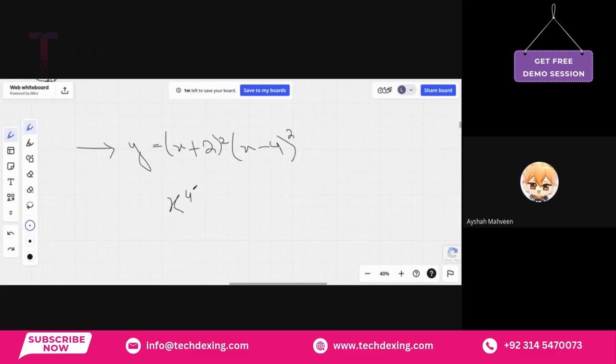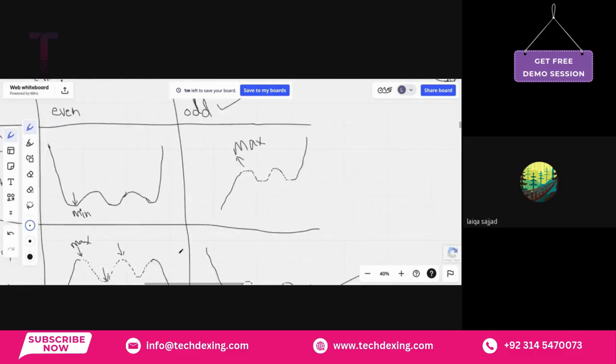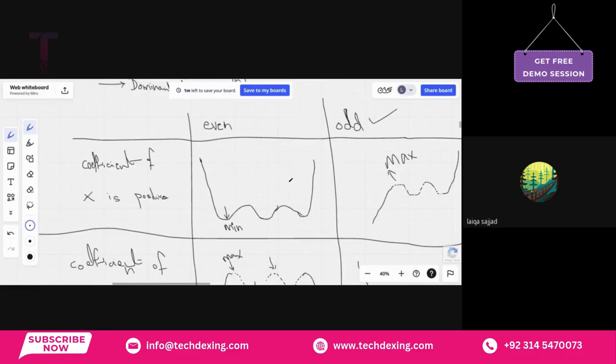The coefficient will be negative. Why? It's not negative. This x is positive. This x is also positive. So when you multiply both of them, you will get a positive coefficient. So you can see that the power that we got is even, and the coefficient that we have is also positive. So we will get a graph which would look like this. It would first give you a minimum, then a maximum, minimum, then maximum, and just like this.